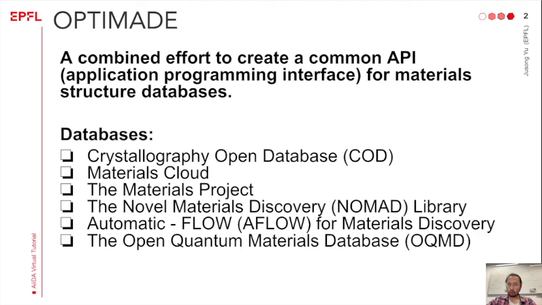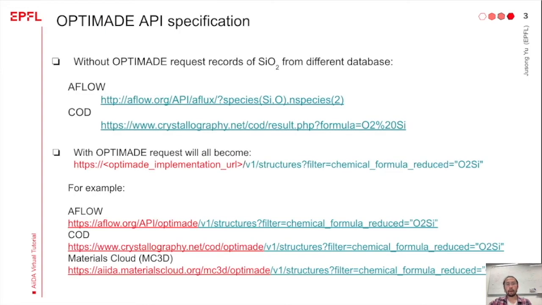First of all, OPTIMADE is a combined effort from many people and organizations to create a common API for materials databases. A lot of big players in materials databases have come together to try to describe what structured data is and how we communicate it. Among those are COD, the Materials Cloud, the Materials Project, Nomad, AFLOW, and so on. Some of whom you may know.